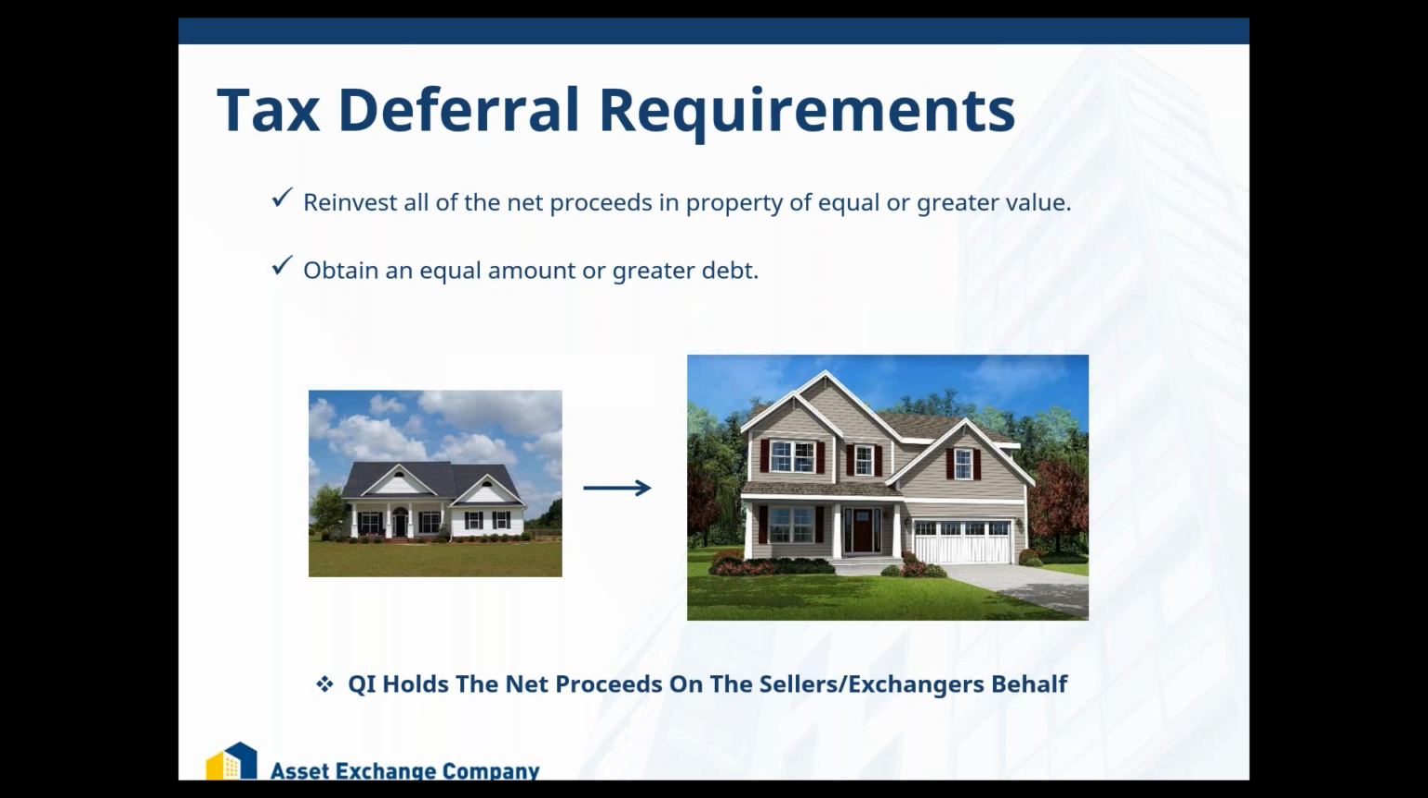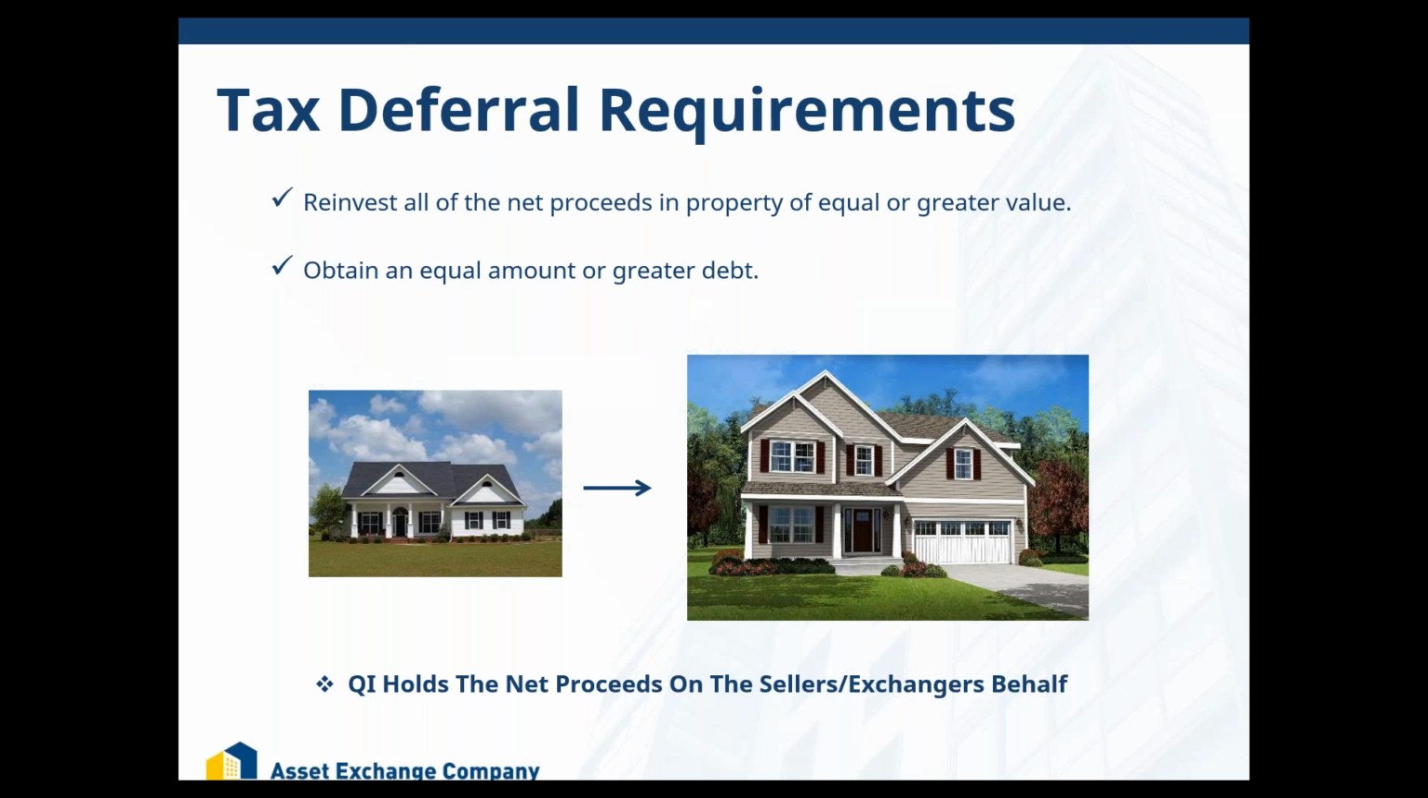Now, rule number two is if you have any debt, if you have a loan that you're paying off, a mortgage, whatever the payoff amount is, you actually are required to obtain an equal amount or greater debt in the purchase of any replacement property or properties. Now, that rule can actually have an exception, right? If you have cash that you're willing to use towards buying your replacement property, you can offset that rule of obtaining an equal amount or greater debt.